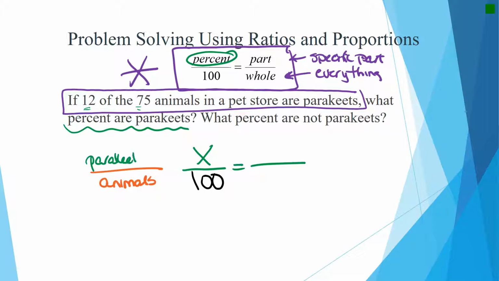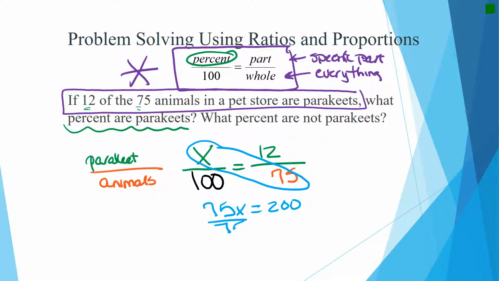Parakeet. Okay, which represents just the parakeets? 12 of them are parakeets. What's the whole thing we're talking about here? The 75 animals. Then you're just down to cross multiplying. So you take 75x equals 1200. When you divide by 75, where did I get 1200?